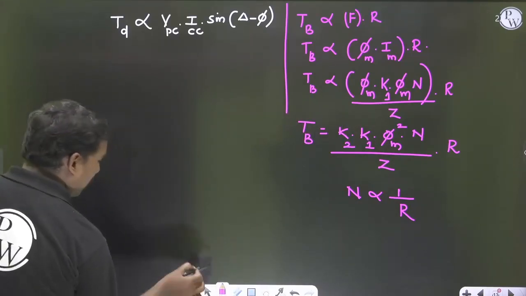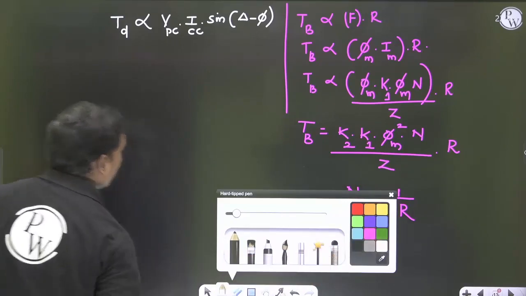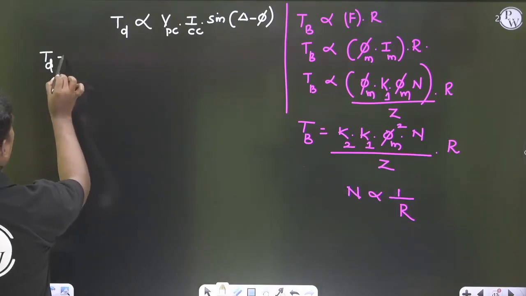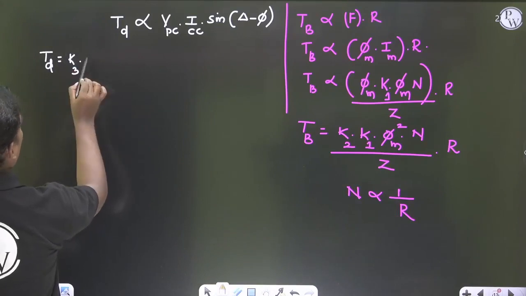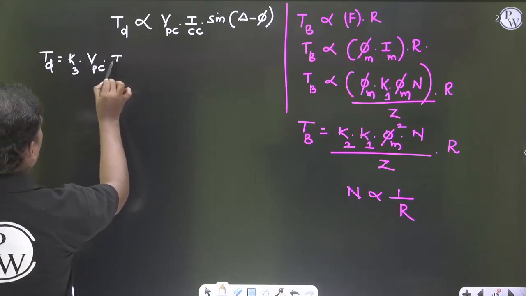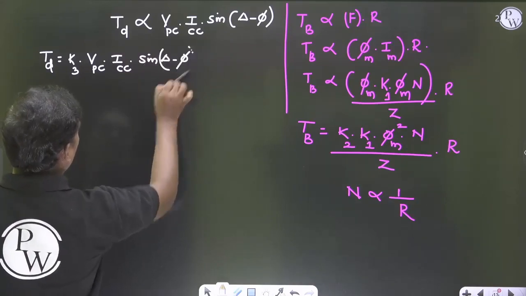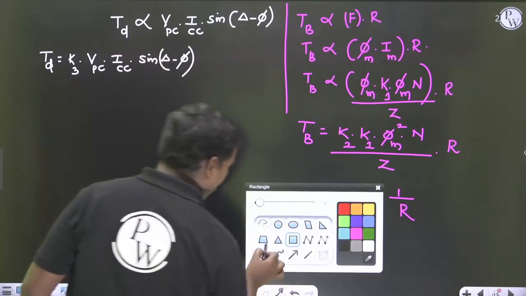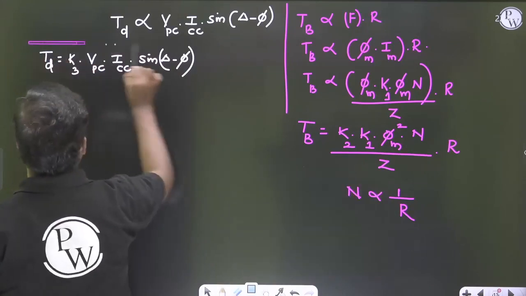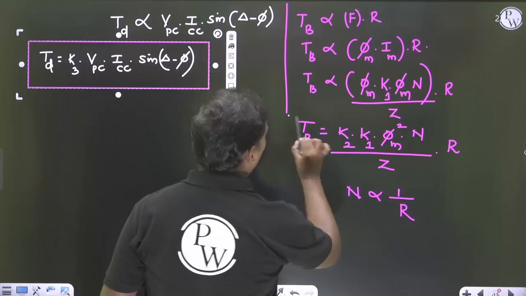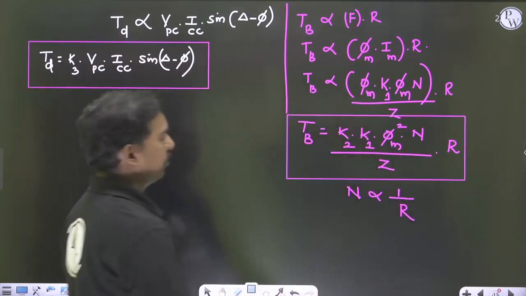Now coming to the deflection torque. So deflection torque is equal to K3, let me take, K3 VPC ICC sine of delta minus phi. So dear aspirants, try to understand. So this is the deflection torque expression. This is the braking torque expression. Well, if you got it.